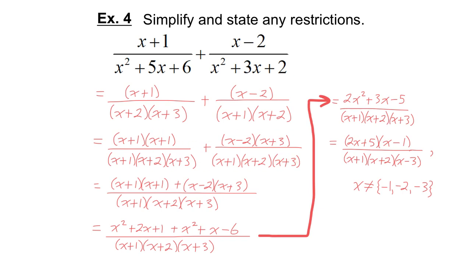I'll add my numerators together, expand and simplify, I get this. Now factor it again, I end up with this. I don't have any factors that cancel out, so I'm done. And I kept track of all my restrictions. X can't be -1, -2, or -3.